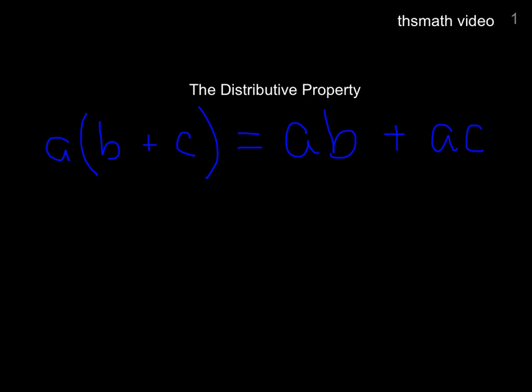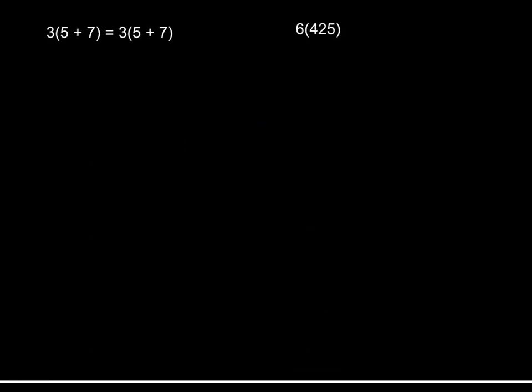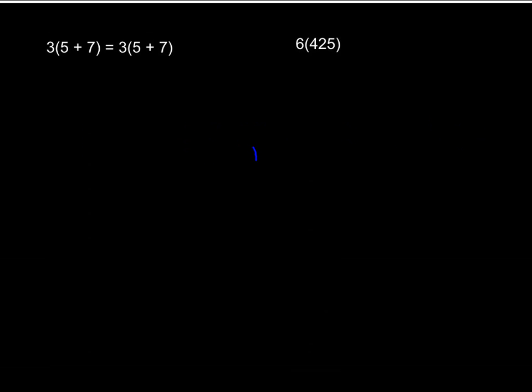I took that A and I multiplied it by each of the numbers inside the parentheses, and that's why we call it the distributive property, because you're distributing that A to the terms in the parentheses. Let's see how we could use this with some numerical examples.